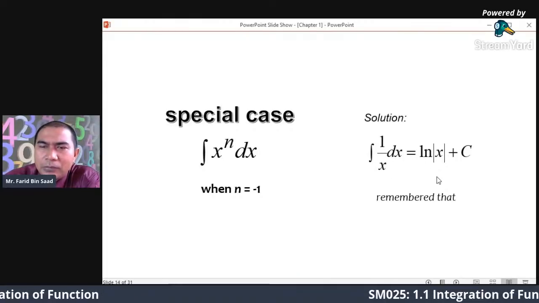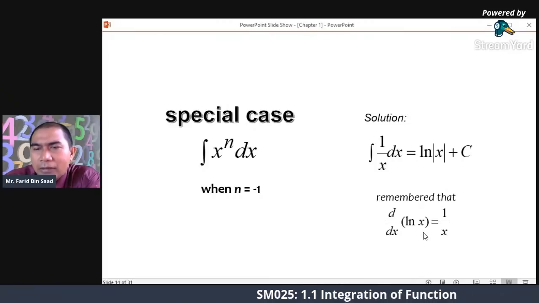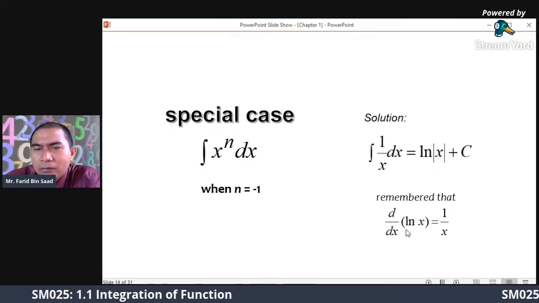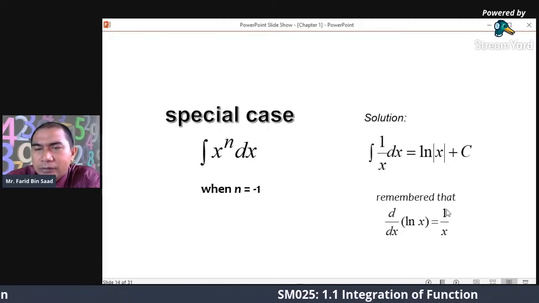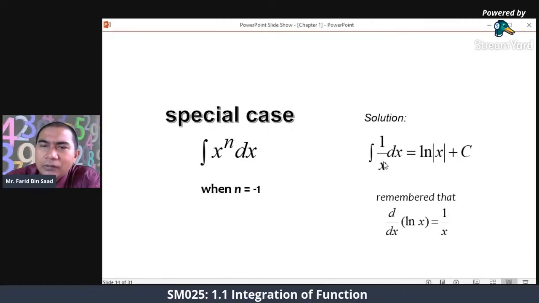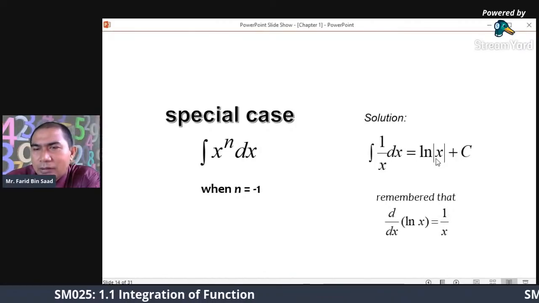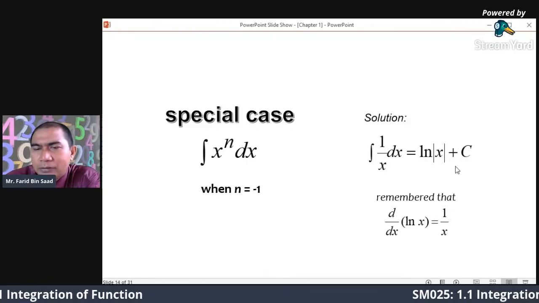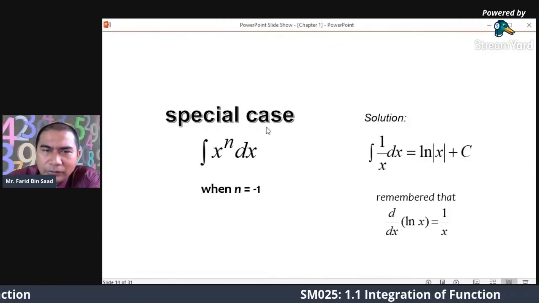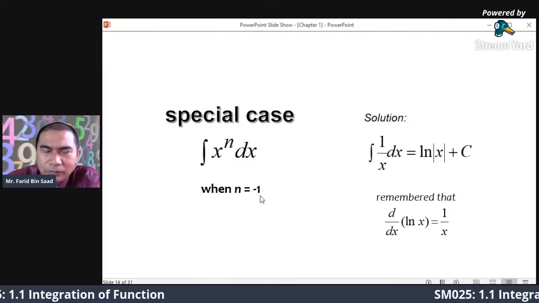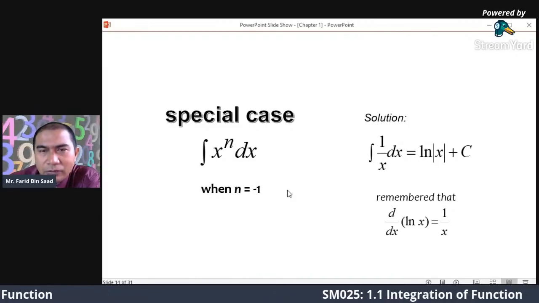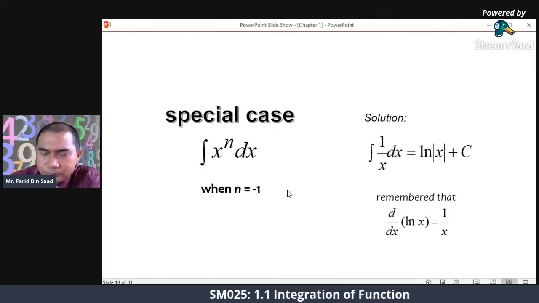Why does it become like this? Remember that when we differentiate ln x, differentiation is from semester 1, when we differentiate ln x, it is equal to 1 over x. So when we integrate 1 over x, we get ln x. Yeah, we put absolute value here, plus c. So this is a special case when the power n is equal to minus 1. Okay, hopefully you understand that one. Okay, next.